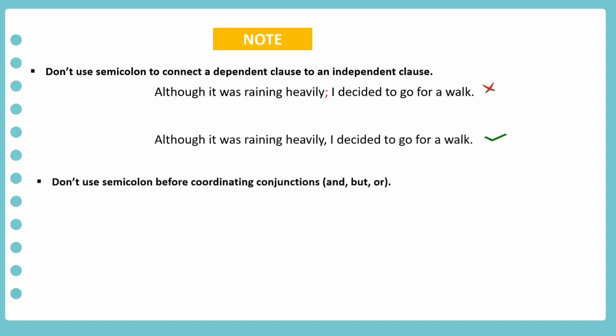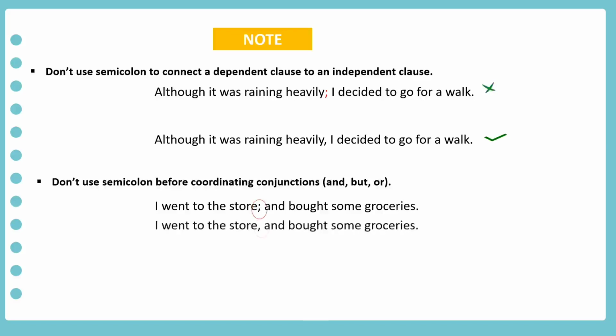Semicolons should not be used before coordinating conjunctions. In these cases, a comma is sufficient, as in, I went to the store; and bought some groceries. In this example, the semicolon is used incorrectly before the coordinating conjunction and. Semicolons should not be used in this way. Instead, a comma is appropriate. Here, the comma correctly separates two independent clauses, I went to the store and bought some groceries, which are connected by the coordinating conjunction and.